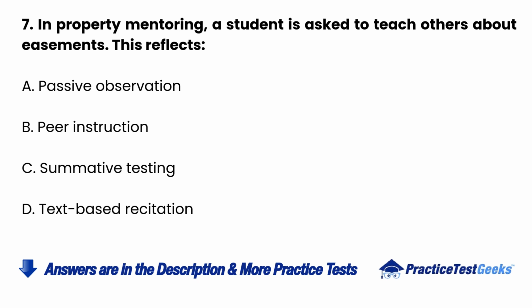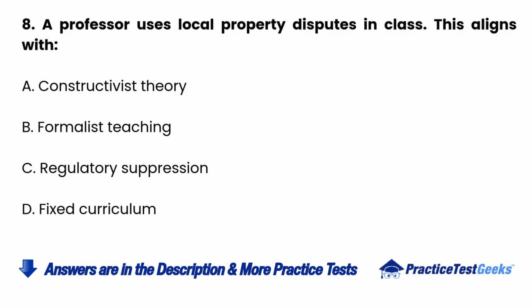7. In property mentoring, a student is asked to teach others about easements. This reflects A. Passive observation. B. Peer instruction. C. Summative testing. D. Text-based recitation.